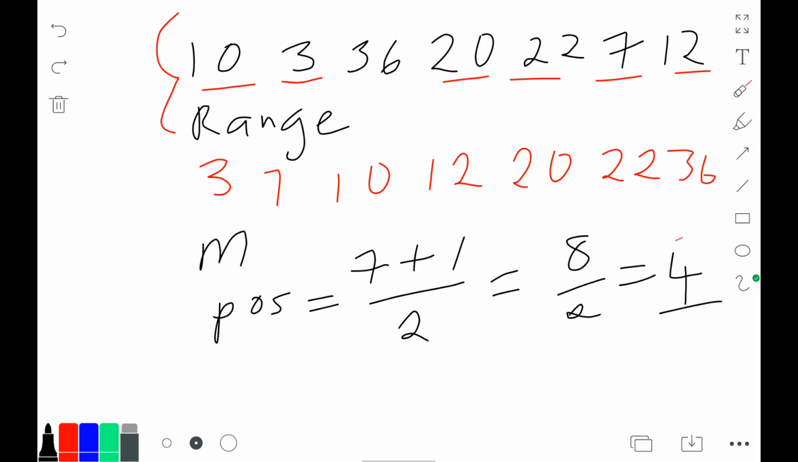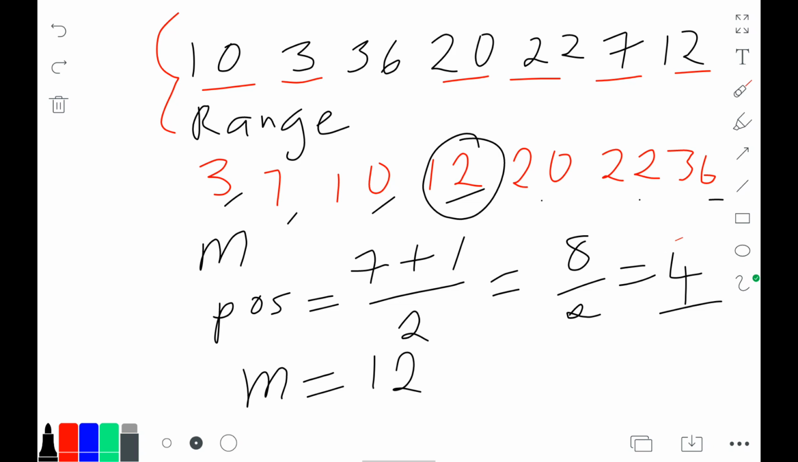Then we can count 1, 2, 3, and 4. If you check this number here, which is 12, you will find that on the left-hand side you have 1, 2, 3, and on the right-hand side you have 1, 2, 3. So your median is equal to 12 for this data. We just solved the median.